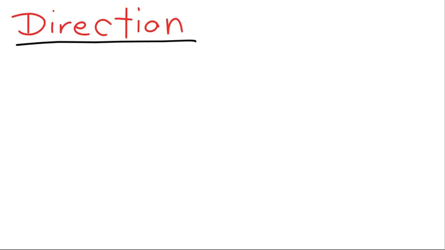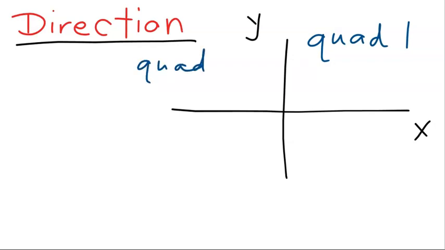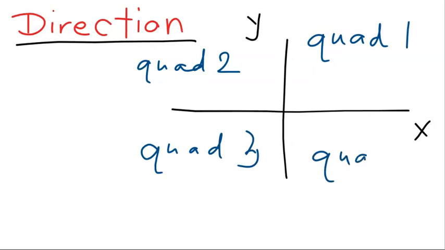So before that, let's introduce the four quadrants on an xy plane. So this is the x-axis and this is the y-axis. The top right region is called quadrant 1. On the left, it's called quadrant 2. Bottom left, quadrant 3. And then you have quadrant 4.